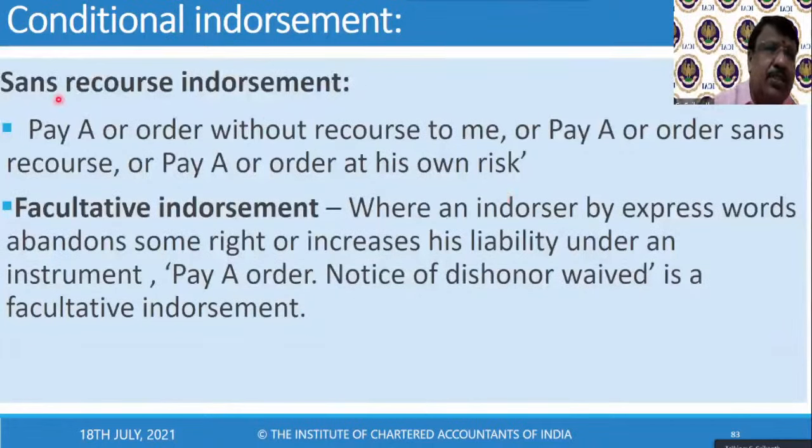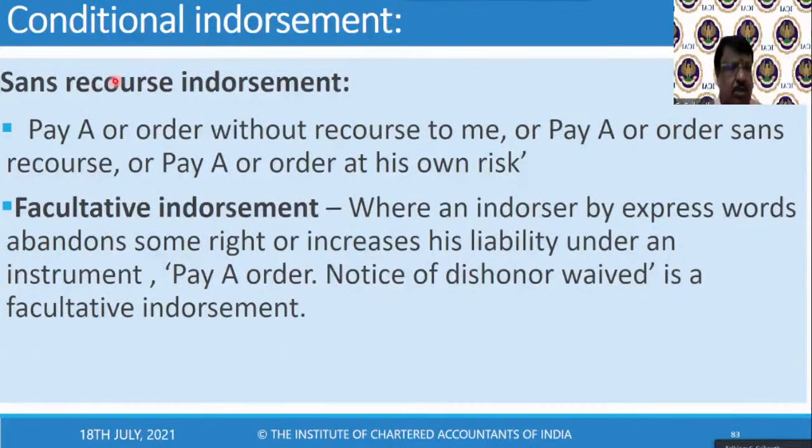Very, very important: sans recours. The pronunciation is sans recours. It's a French word. Sans means without. Recours means recourse, an actual English word. Recourse means going to me. Suppose there is any problem, come to me. That's a recourse. But in French, it is sans recours.